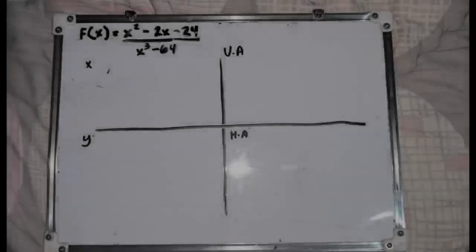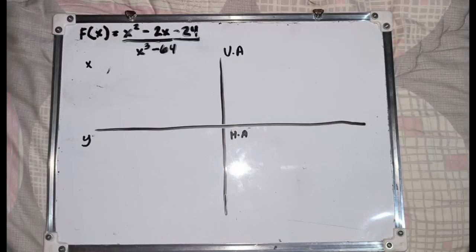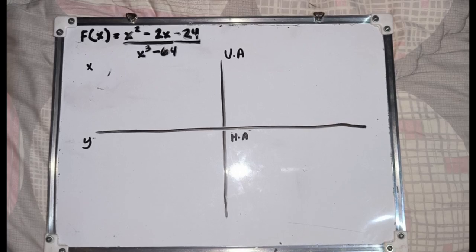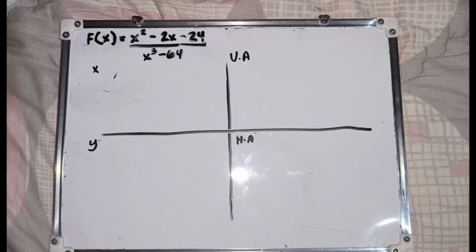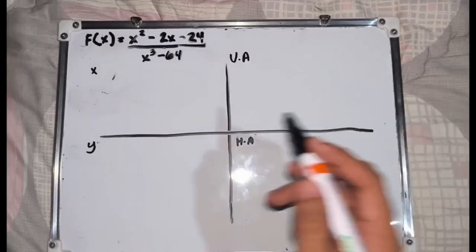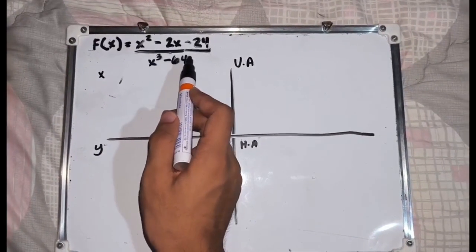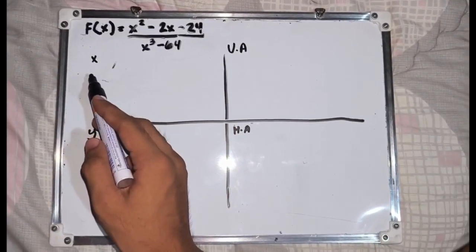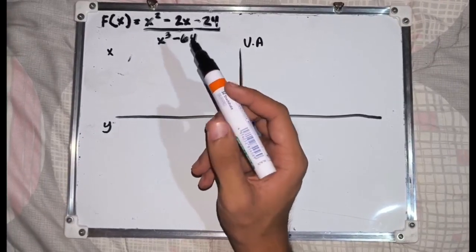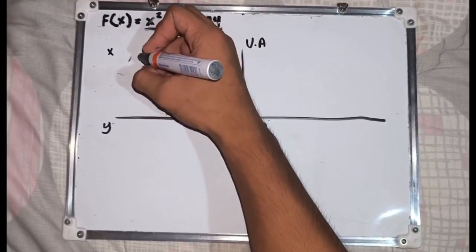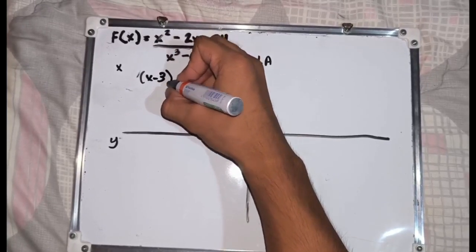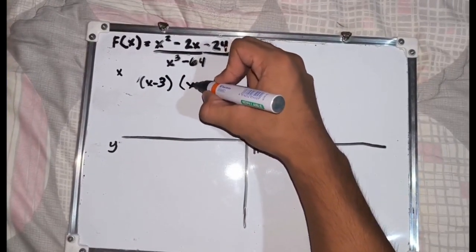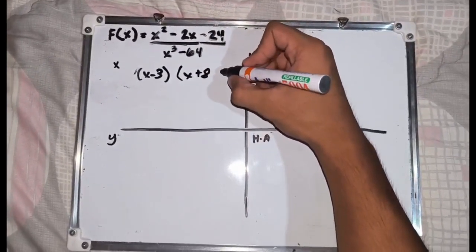So here we have another example. In this equation, as we can see, we have a trinomial. So what is our first step if we have a trinomial? Exactly. The first step for this example is to factor the 24. For 24, we will use 8 times 3. So x minus 3 and x plus 8.